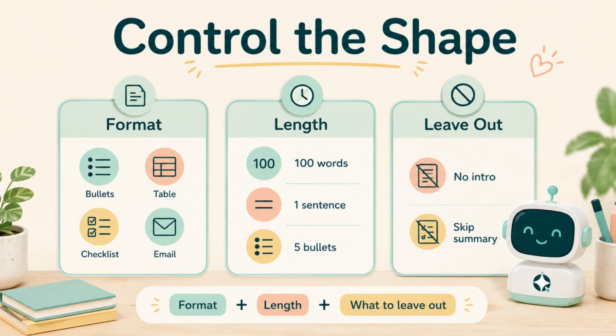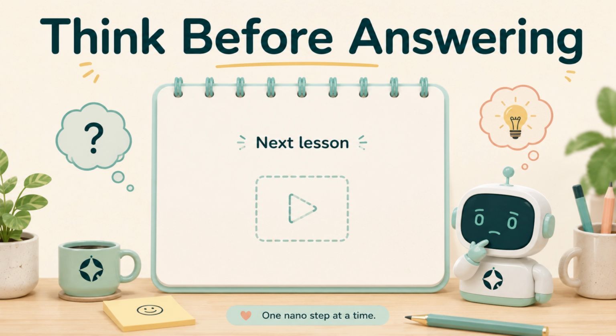So remember, tell AI the format, tell AI the length, tell AI what to leave out. That is how you control the shape of the answer. In the next lesson, we will learn one simple line that helps AI think more carefully before it answers.